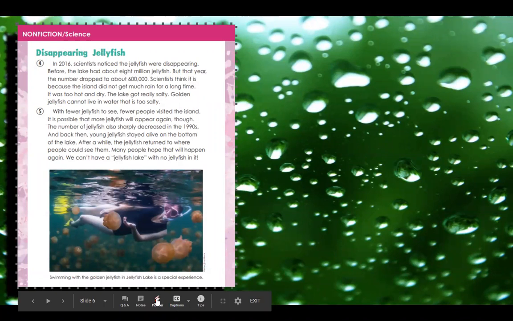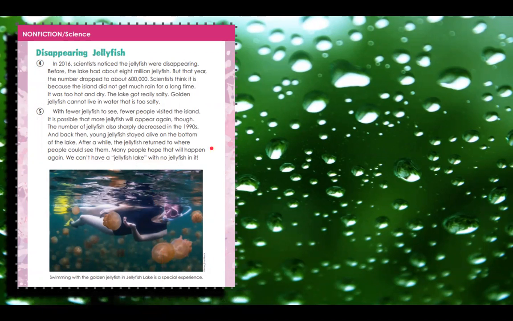Okay, we are back with our shared reading. Now we are going to focus on this next section, which has paragraphs 4 and 5. And all of this section is dealing with disappearing jellyfish. So we still have that one compound word in there, which is jellyfish. However, I see another word, disappearing. And this word is not a compound word.